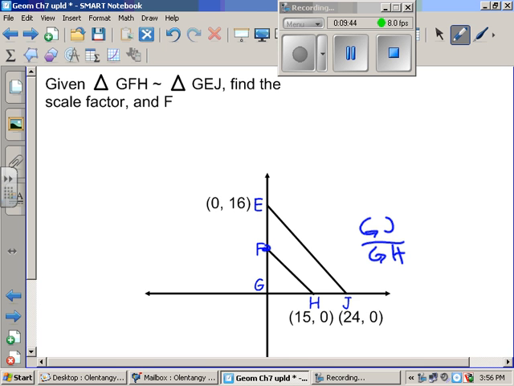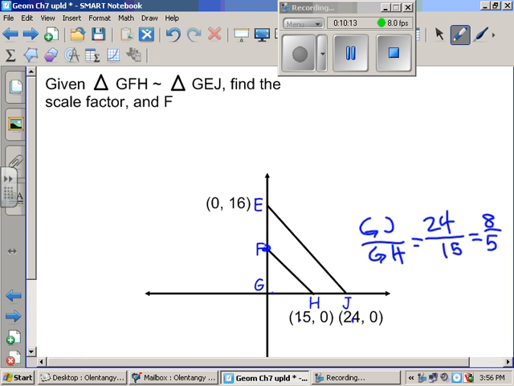GJ is 24, GH is 15, because they're horizontal, right? So I don't have to worry about using the distance formula, because I can just count. This is at (24, 0). This is at (15, 0). So without really doing any calculations, I can get the scale factor. Both of those are divisible by 3, so that's 8 over 5.